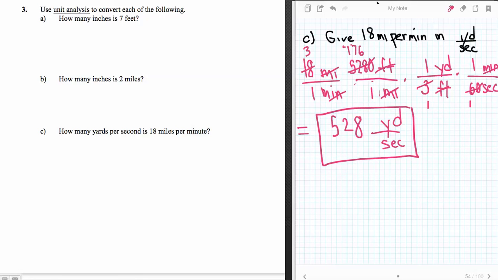All right, so now we're off to section 12.3, I believe.